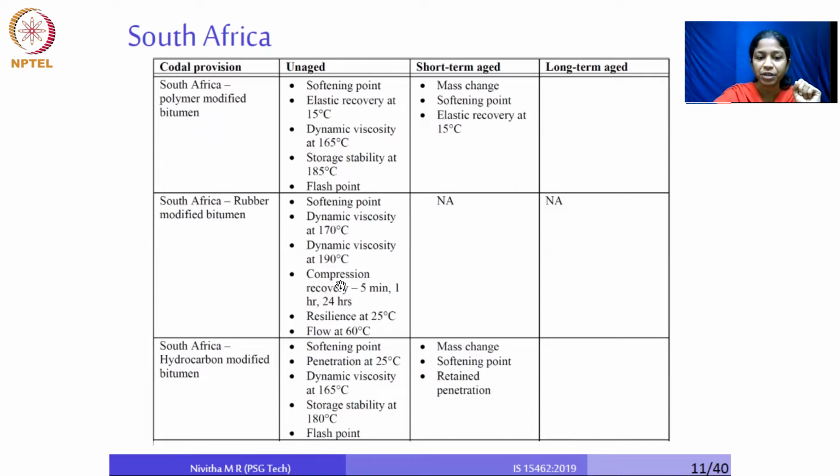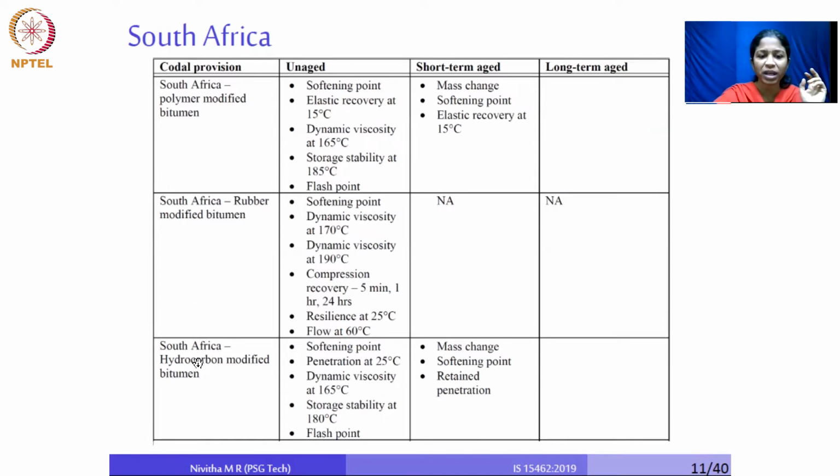Then we have compression recovery, a specific test which is specified for the rubber modified bitumen. Another test, resilience, which is again mentioned for rubber modified bitumen. Again, I will not get into these tests because it is not very relevant to what we are trying to discuss here. Then there is also a flow test at 60 degrees here.